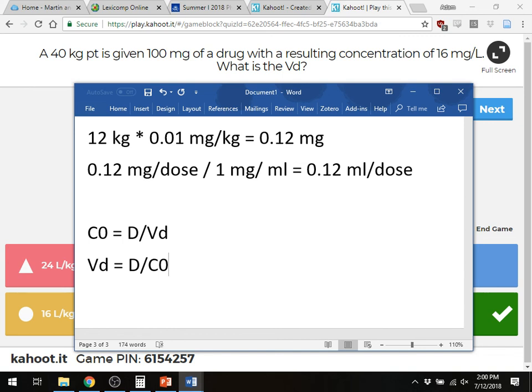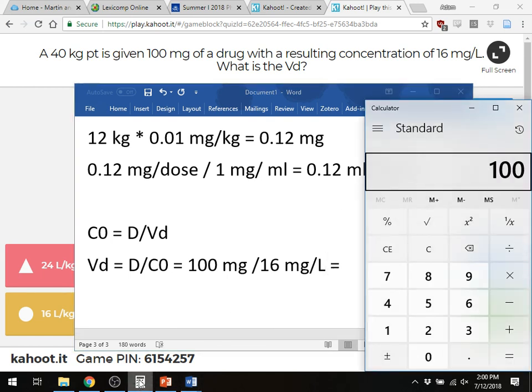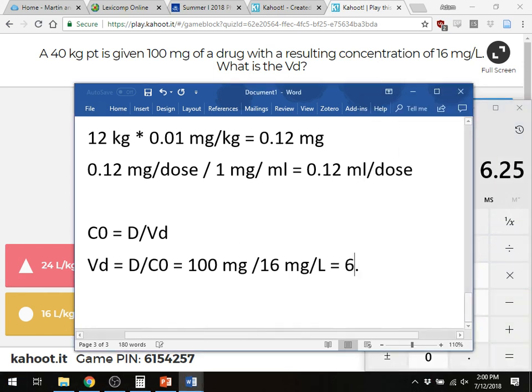Again, just basic algebra, just rearranging the equation here. Okay, so the question is I'm solving for VD. So what am I going to put as my dose? 100 milligrams, perfect. And then for my concentration C0, what am I going to put? 16 milligrams per liter. Okay, so what cancels out here? The milligrams will cancel out, and so what should I get left over? 100 divided by 16 equals 6.25 liters.